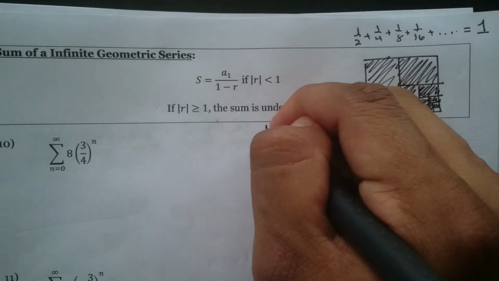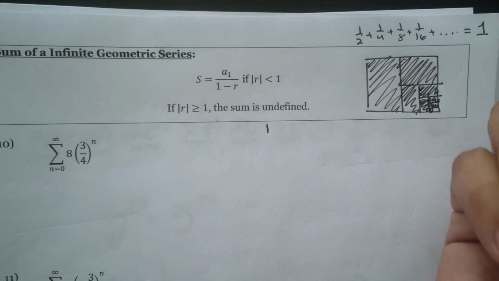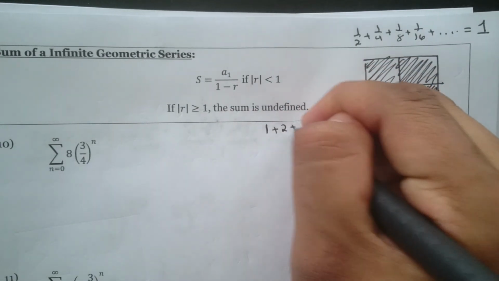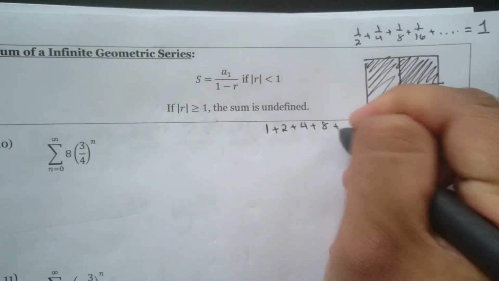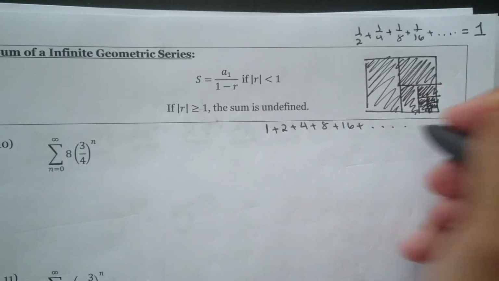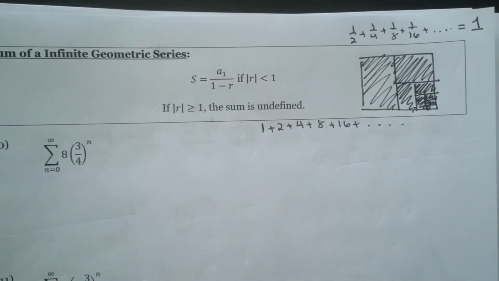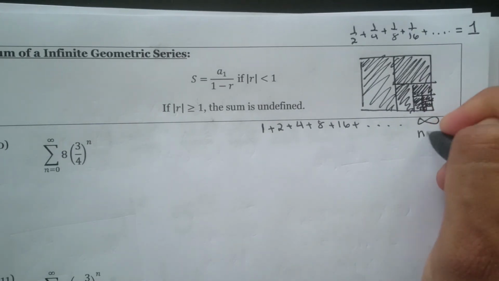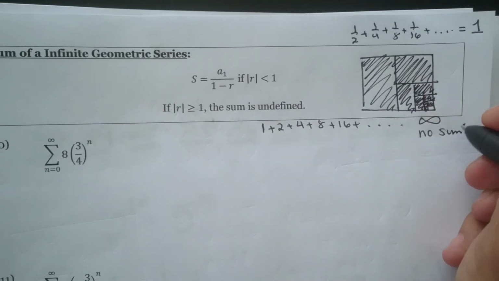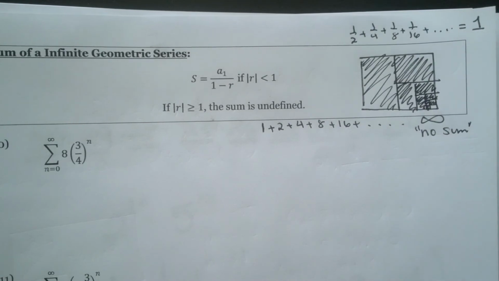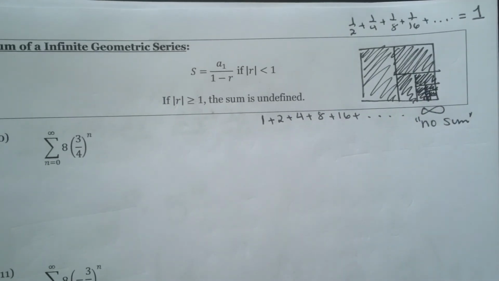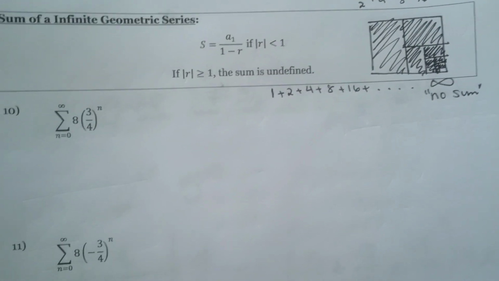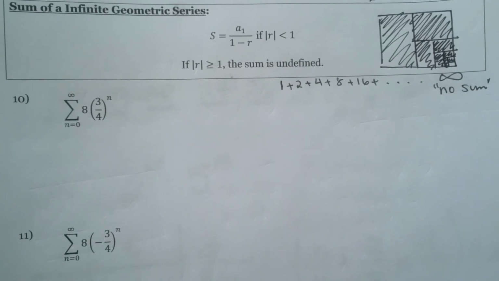Like if I said I started off with 1, and let's just say I multiplied by 2, and multiply by 2 and multiply by 2 and multiply by 2 and keep on doing that, what happens? Well, you're just adding more and more numbers, so it ends up getting to infinity, which means that it has no sum. So that's kind of my explanation of it. So let's just know how to use the formula.